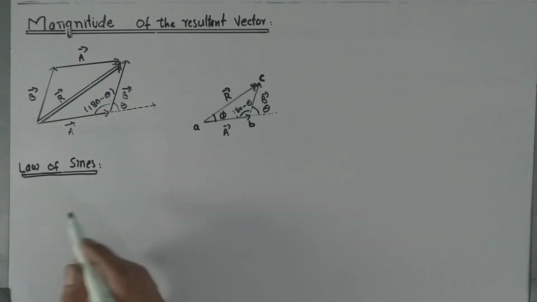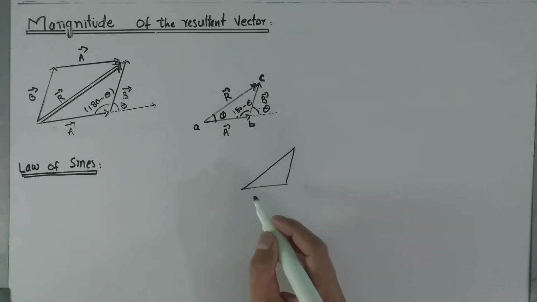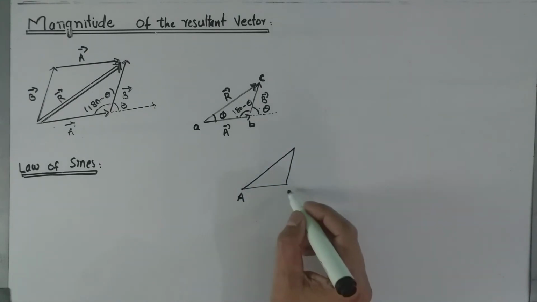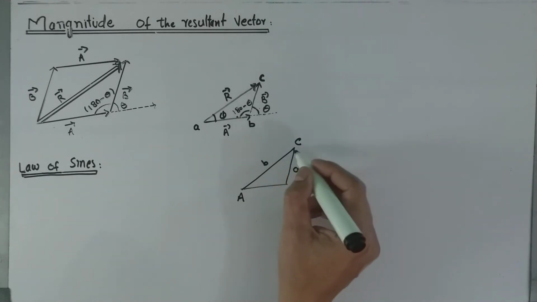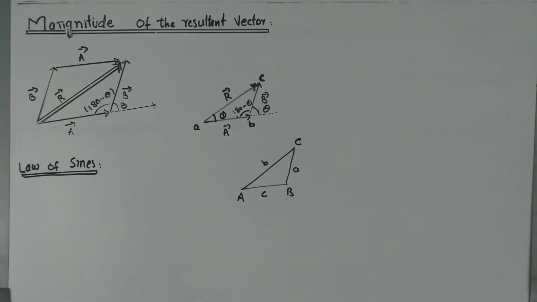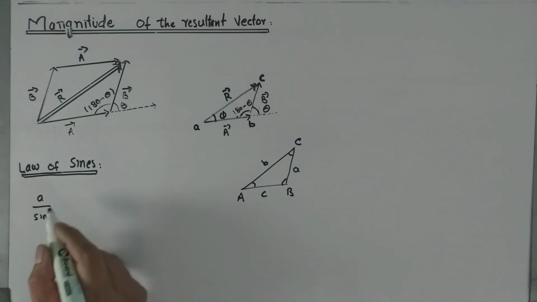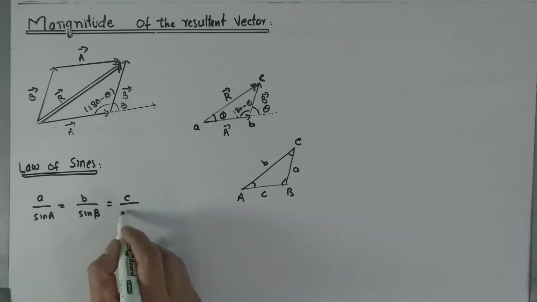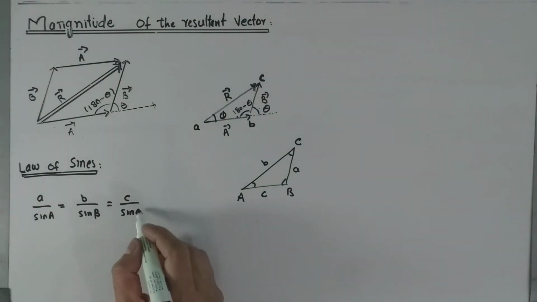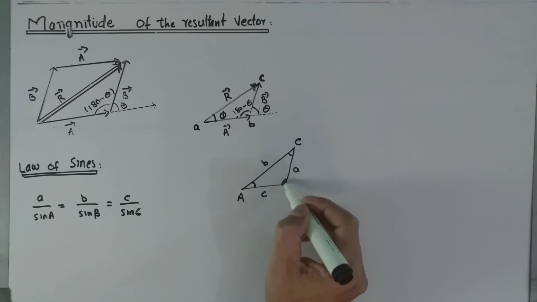Here is the law of sine. If a triangle is given, let's say this is a triangle with angles A, B, and C, and the sides opposite them have lengths small a, small b, and small c. The law of sine is a upon sine A is equal to b upon sine B is equal to c upon sine C. This is the law of sines: a upon sine A is equal to b upon sine B.